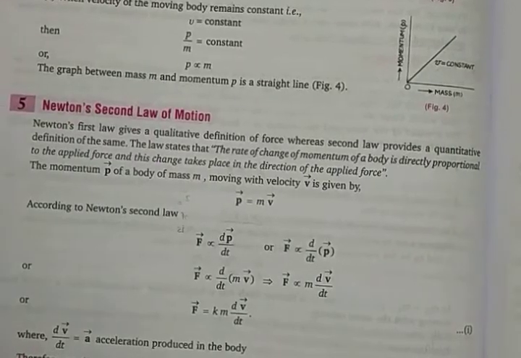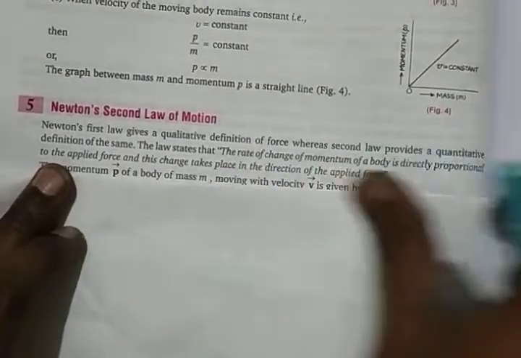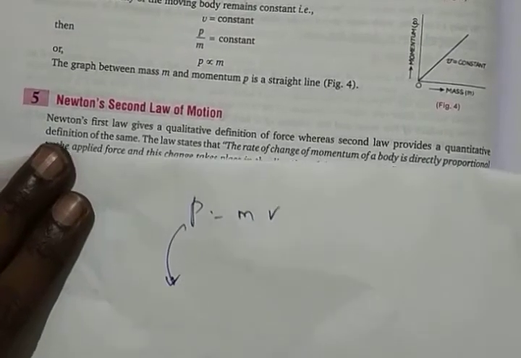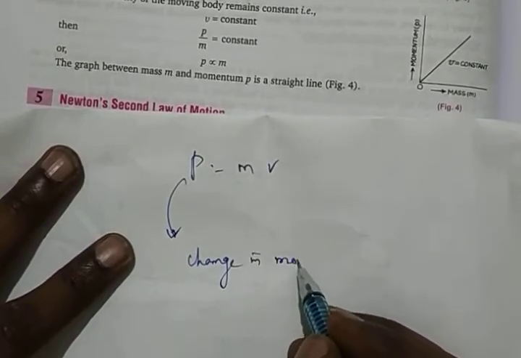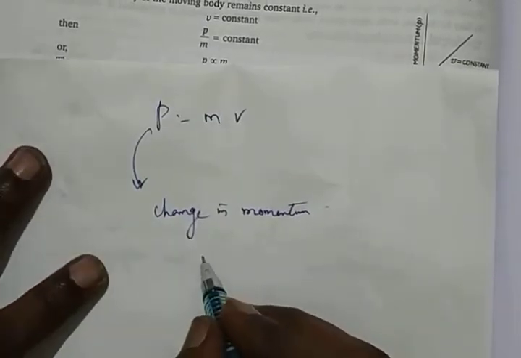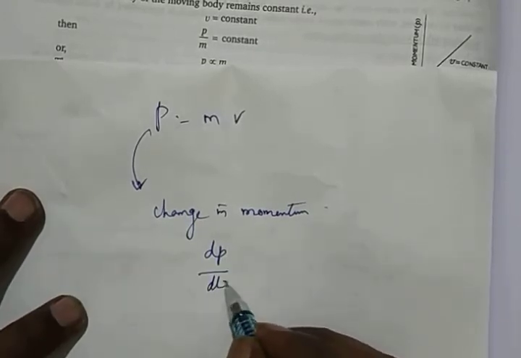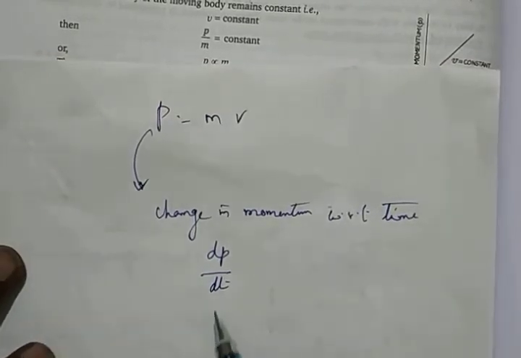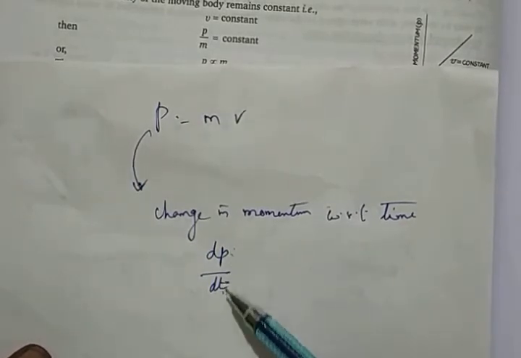So it has made a very, very important statement just after we have studied momentum. Momentum is equal to mass into velocity. Now they are making another statement: change in momentum. You can change the momentum. That means the rate of change of momentum is called dp by dt, with respect to time. We already know that the rate of change of anything with respect to another is called the differentiation of one with respect to the other.